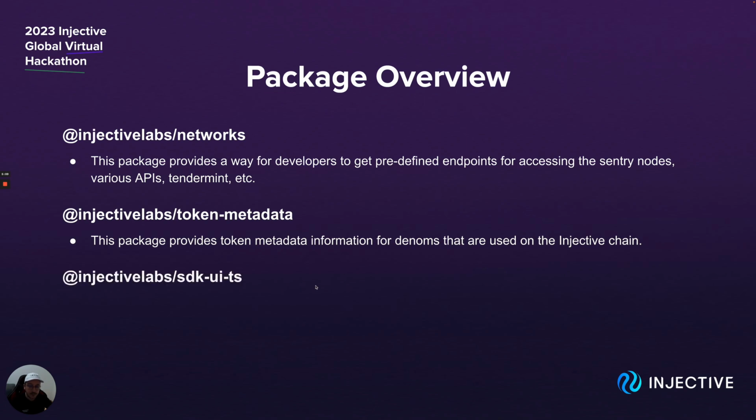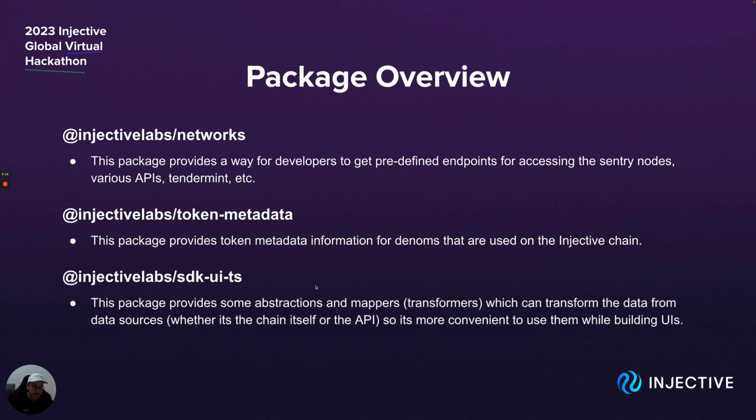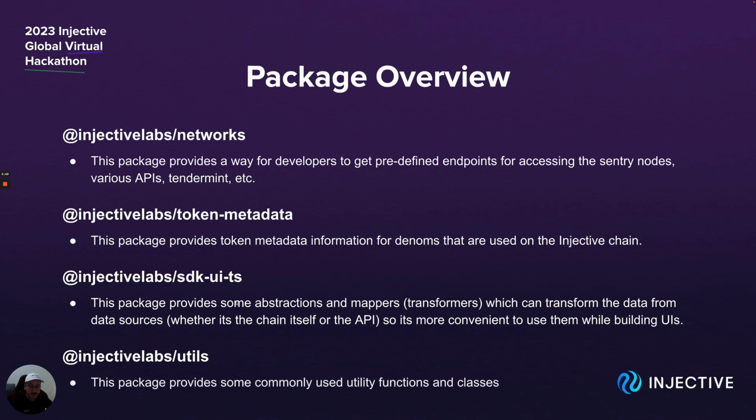Then we have the SDK UI TS. This package provides some abstractions and mappers, we call them transformers, which can transform the data from different data sources like the chain itself or various APIs, so it's more convenient to use them while building UIs, basically to show a human readable form of data to the end user. And finally, we have the utils package, and this package just provides some commonly used utility functions and classes which developers can use while building their decentralized applications on top of Injective.